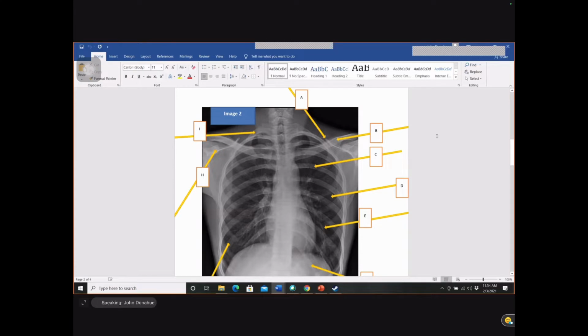The left clavicle. A lot of people put the body of the clavicle, which is correct as well. I appreciate the specificity there, but as long as you put the left clavicle, you did get credit for that question.